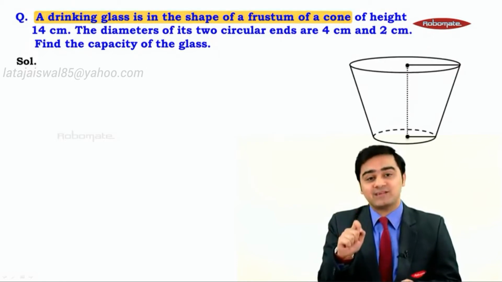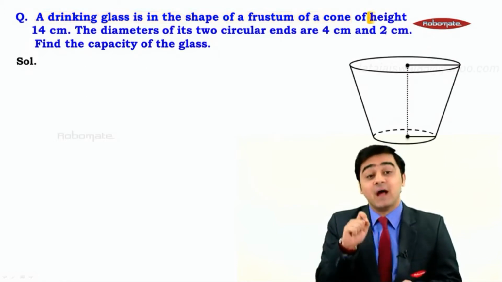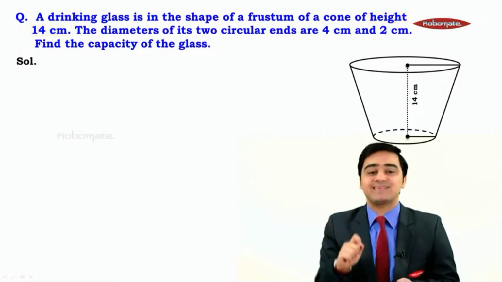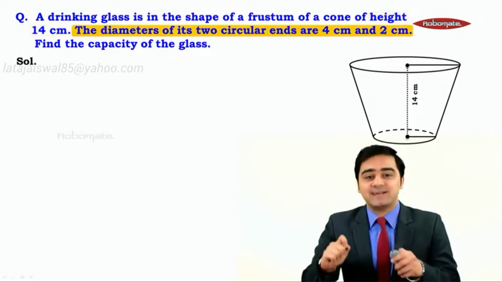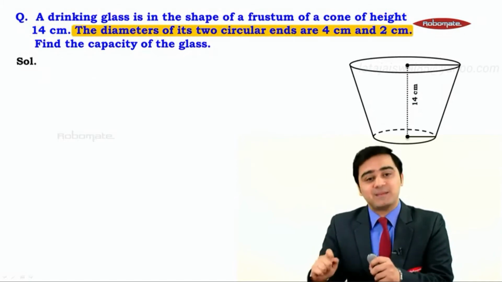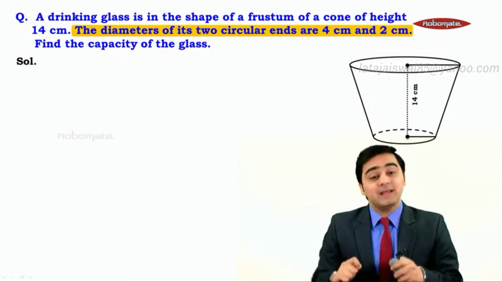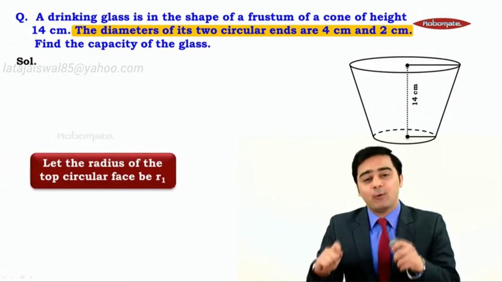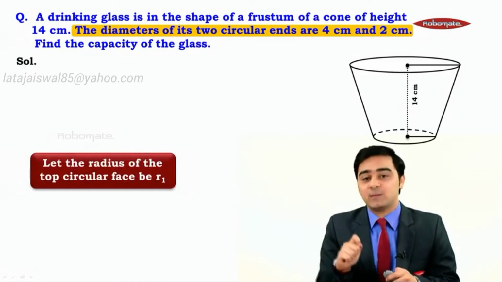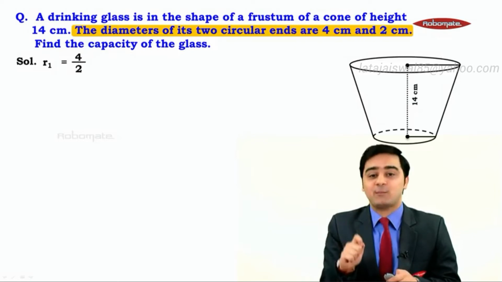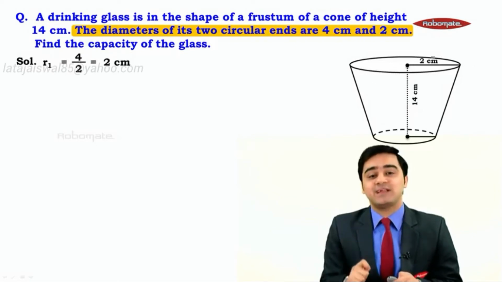So now we need to consider a frustum of a cone. The height of the frustum of the cone is given and it is equal to 14 centimeter. It says that the diameters of its two circular ends are 4 centimeter and 2 centimeter. Let us first assume that the radius of the top circular face of the frustum of the cone is R1. So if this is so, we can say that R1 is equal to 4 upon 2, which is diameter upon 2, and it is equal to 2 centimeter.